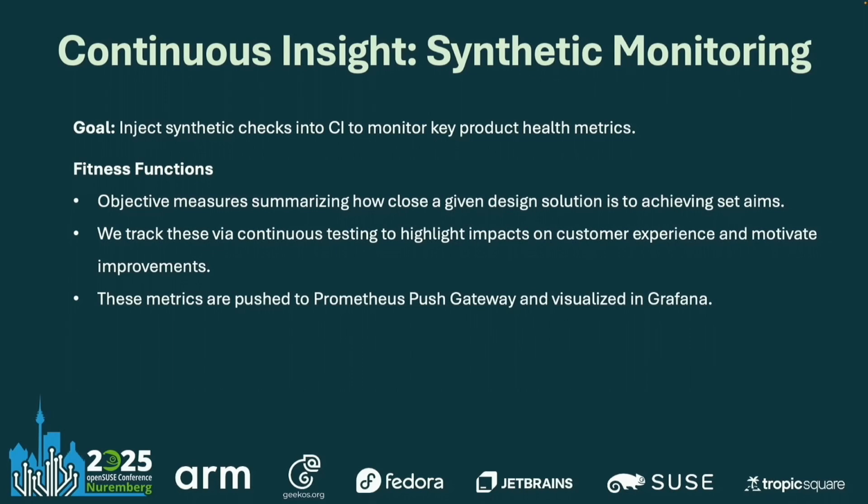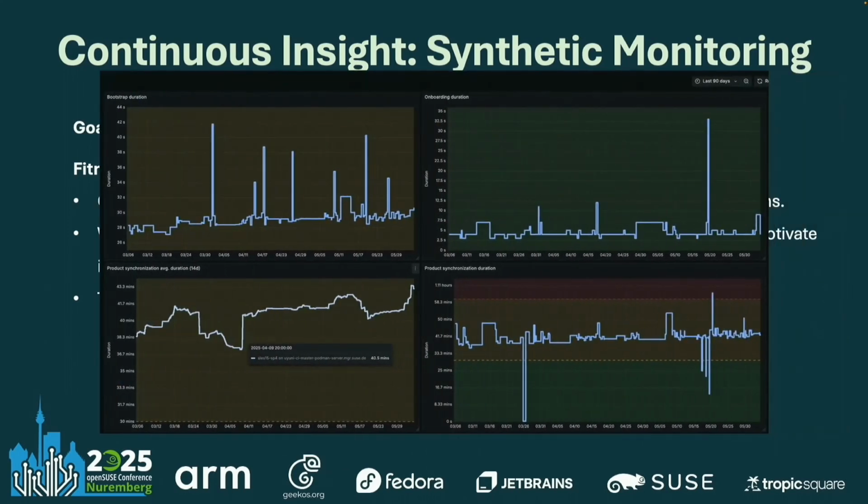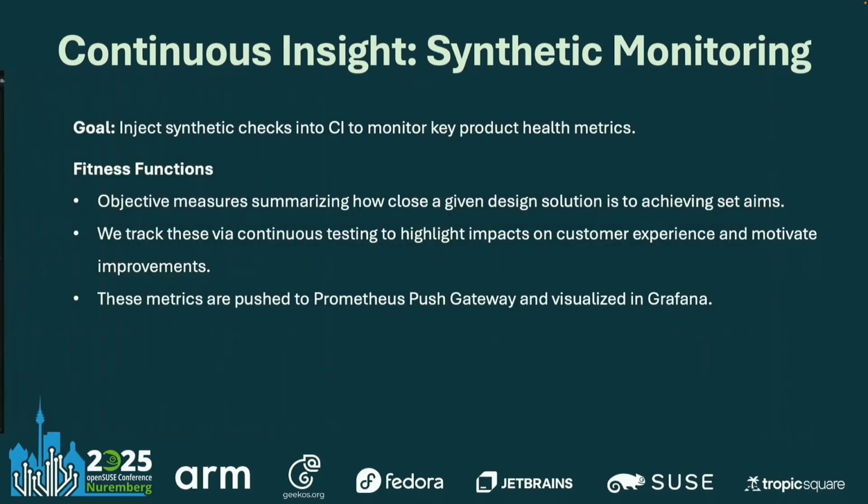Then our quality intelligence handler, using the metrics collector handler, sends these measurements, like system bootstrap duration seconds or product sync duration seconds, to our Prometheus push gateway. This data then shows up in Grafana dashboards, like the one you see here. By constantly watching these fitness functions, we get early warnings if a main product feature starts degrading.